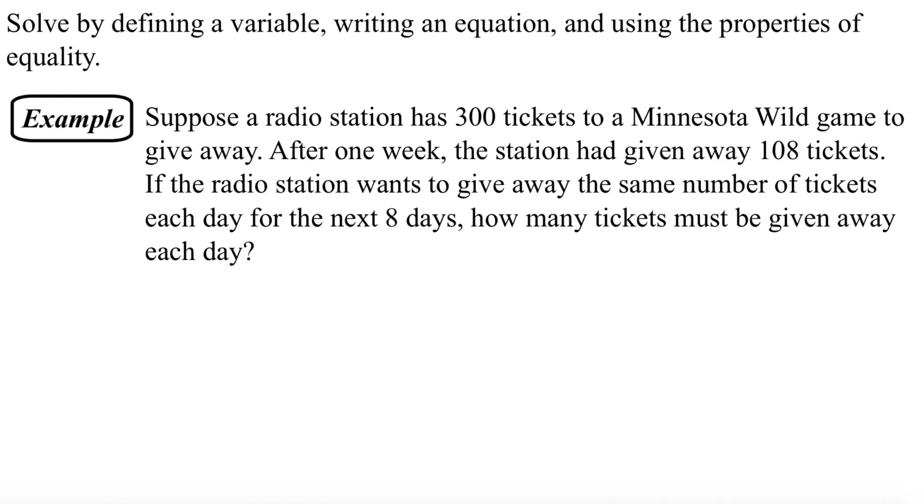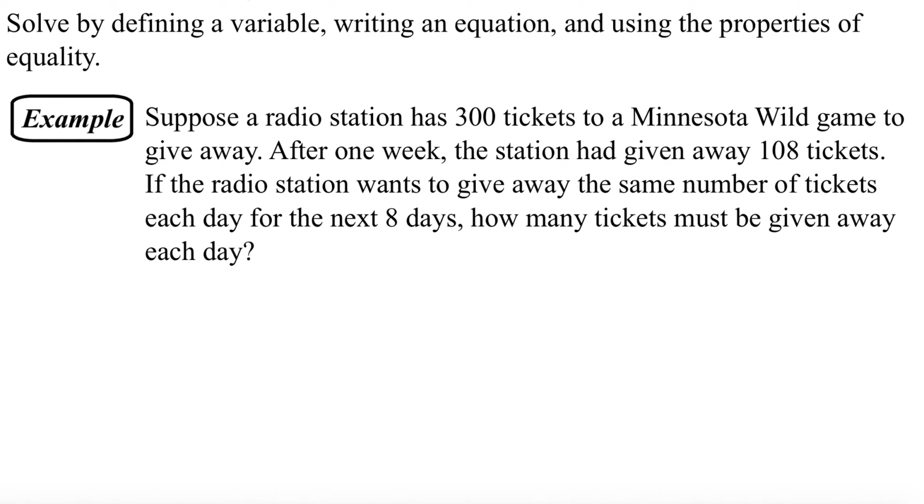All right, solve by defining a variable, writing an equation, and using the properties of equality. It says, suppose a radio station has 300 tickets to a Minnesota Wild game to give away. After 1 week, the station had given away 108 tickets. If the radio station wants to give away the same number of tickets each day for the next 8 days, how many tickets must be given away each day? So the first thing we need to do is recognize we need to define a variable. Then we'll write an equation, and then we'll solve.